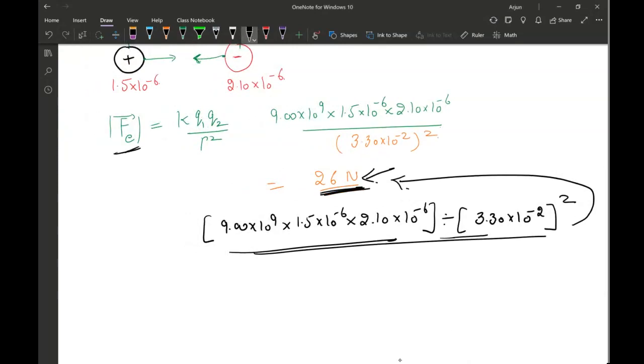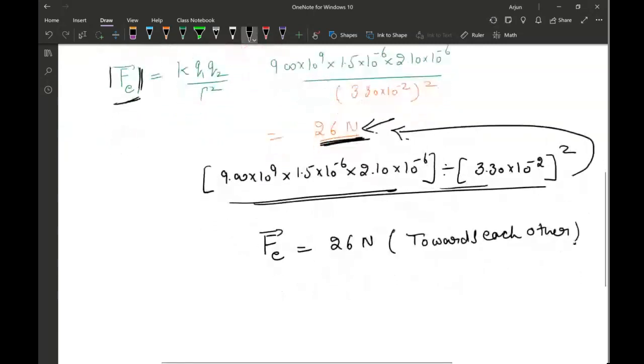Now, this is the magnitude of the force. That's why I placed it in the absolute symbol. So if I wanted to find the force Fe, that value will be equal to 26 newtons, and I will write it as towards each other. That's what the force value will be.